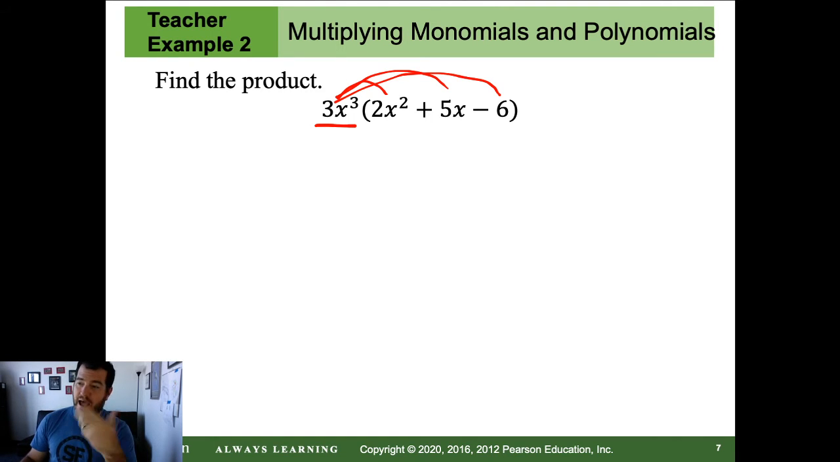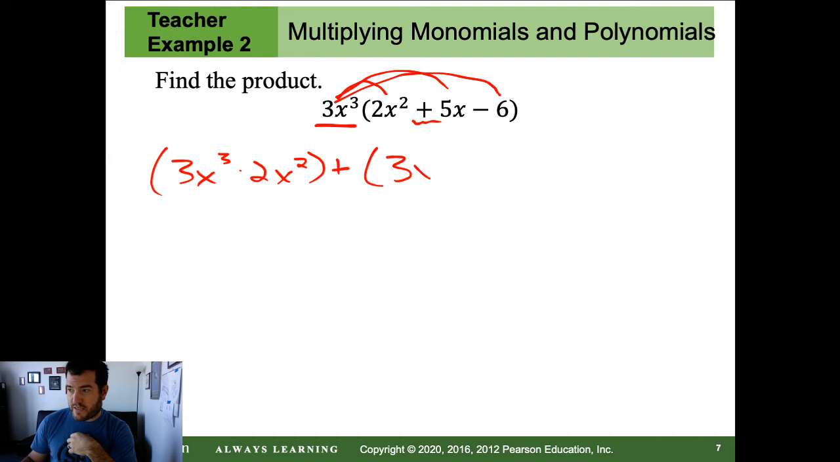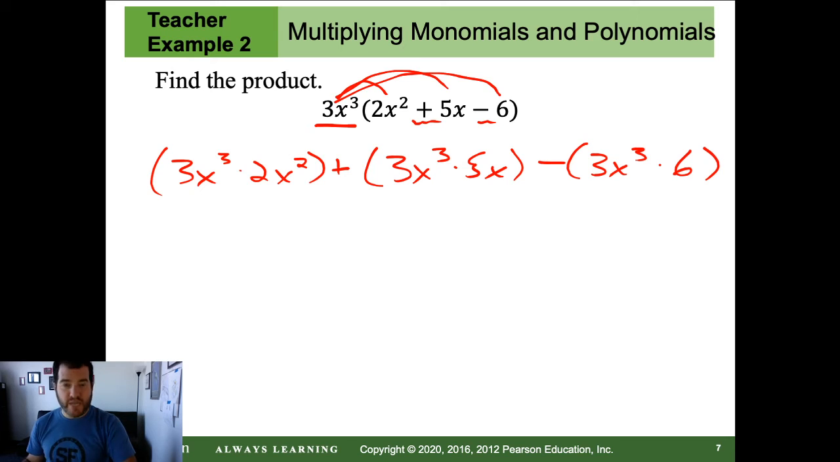So again, I like breaking this down. I do 3x cubed times 2x squared, and then you bring down your sign. Again, 3x cubed times 5x, that's a terrible 5, sorry. Bring down your sign. 3x cubed times 6. So again, what we're doing is taking this monomial of 3x cubed and multiplying it by 2x squared, 5x, and 6. If you need to break these down, you can. I'm just going to go a little quicker this time.